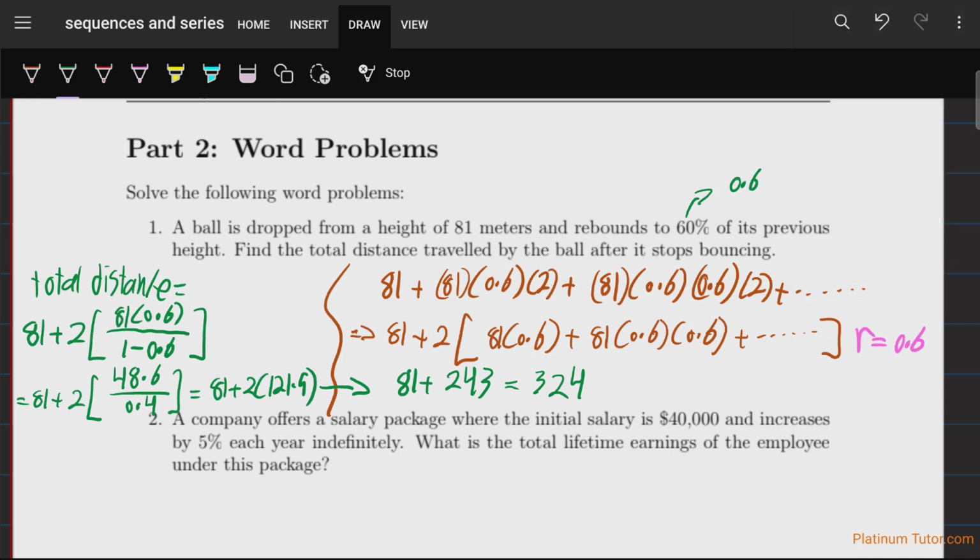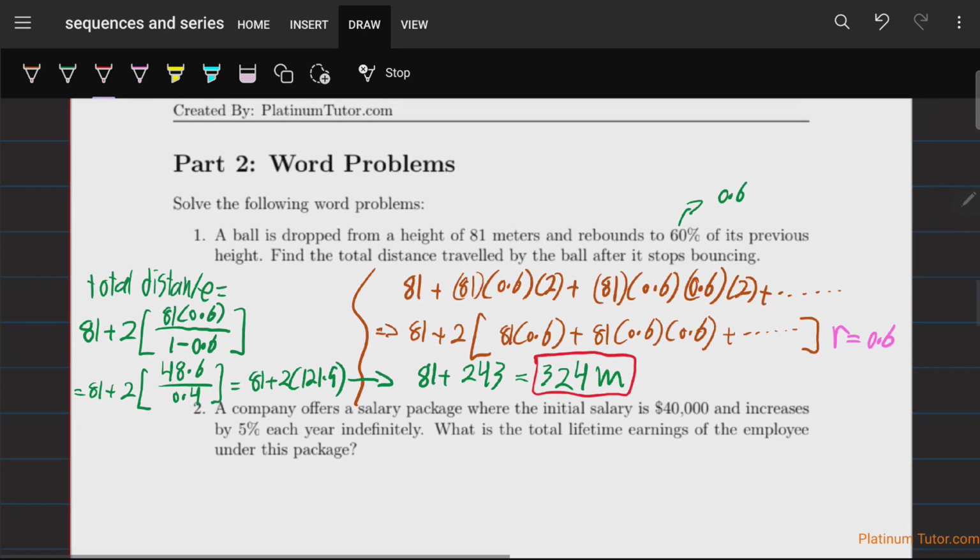All right. Okay, so let's just box this answer up. This is the total, let's put meters here. This is the total distance traveled by the ball. All right, let's have a look at the next problem.